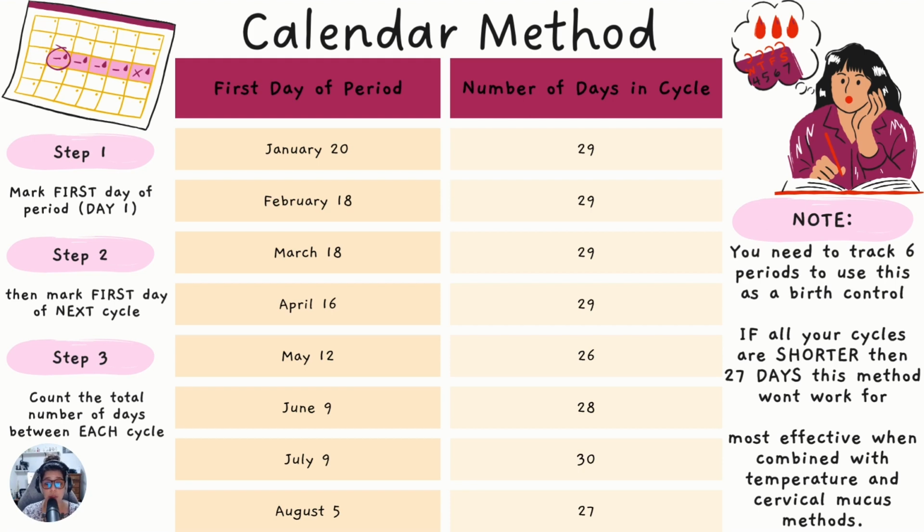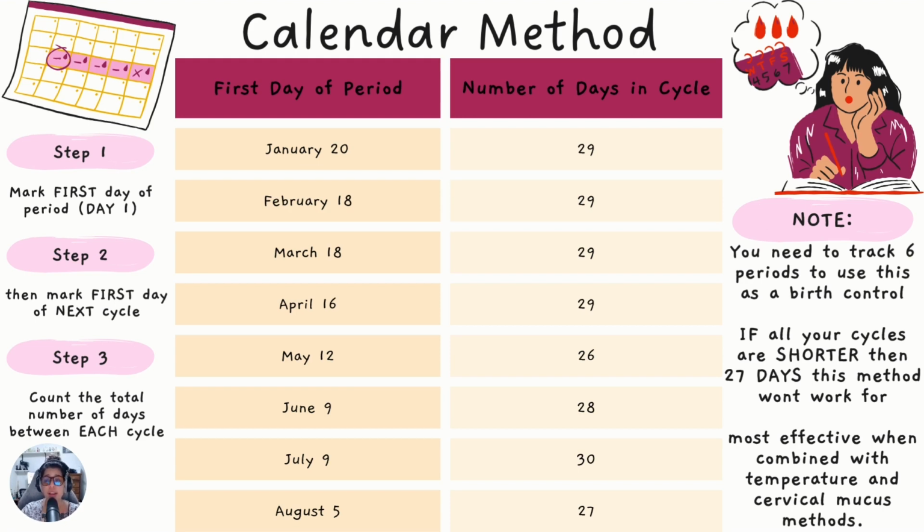Some notes that you do want to know is that you need to track 6 periods to use this as birth control. So don't just think that because you got the first month and the second month that you'll be good. No, you've got to track at least 6. And also, if your cycles are shorter than 27 days, this method won't work for you. I'm so sorry. It needs those long cycles so that you can be effective with this method. And it's most effective when you combine it with the temperature and the cervical mucus method, which we'll also learn about later on.